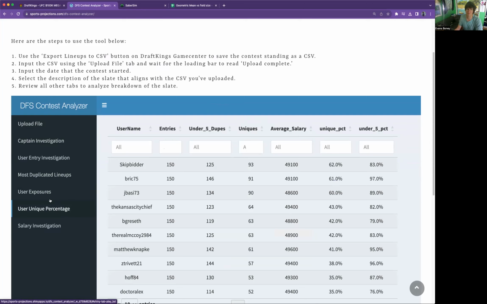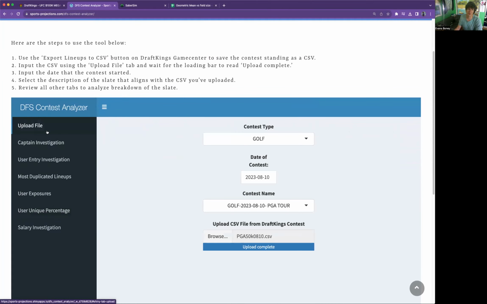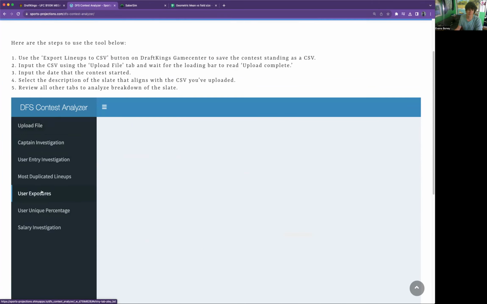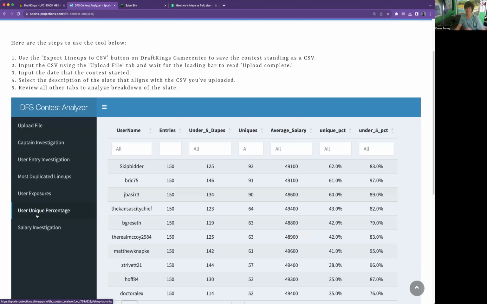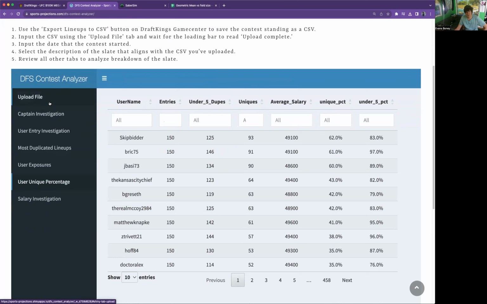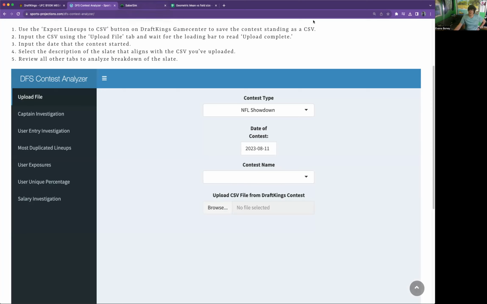It's not. This is the same screen from before. Oops, sorry. Upload file. Golf 810. Upload complete. User exposures. User unique percentage. This is what I meant by it has to refresh the data. I don't think these unique percentages are high enough still. These still look like MMA data sets. We have to reload the page. Make sure you got clean data, guys. That's one of the first rules of data. Okay, so 810 PGA.